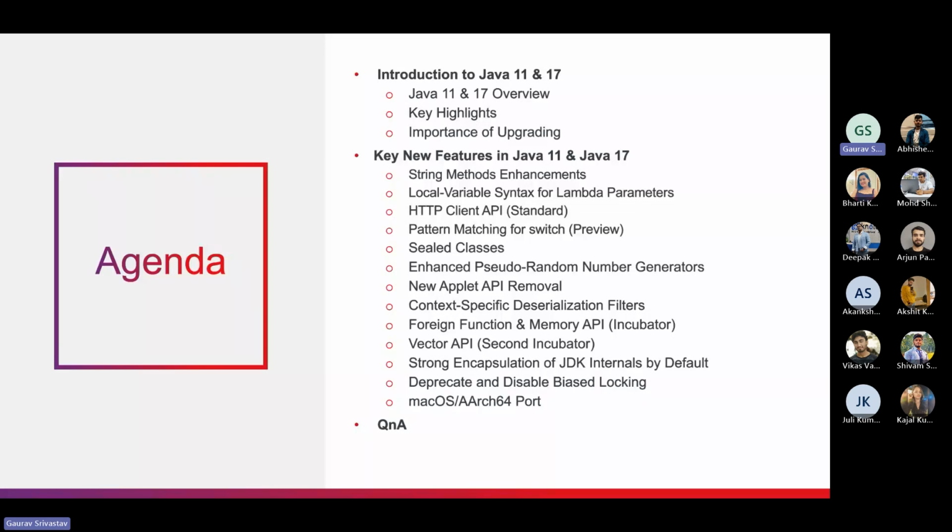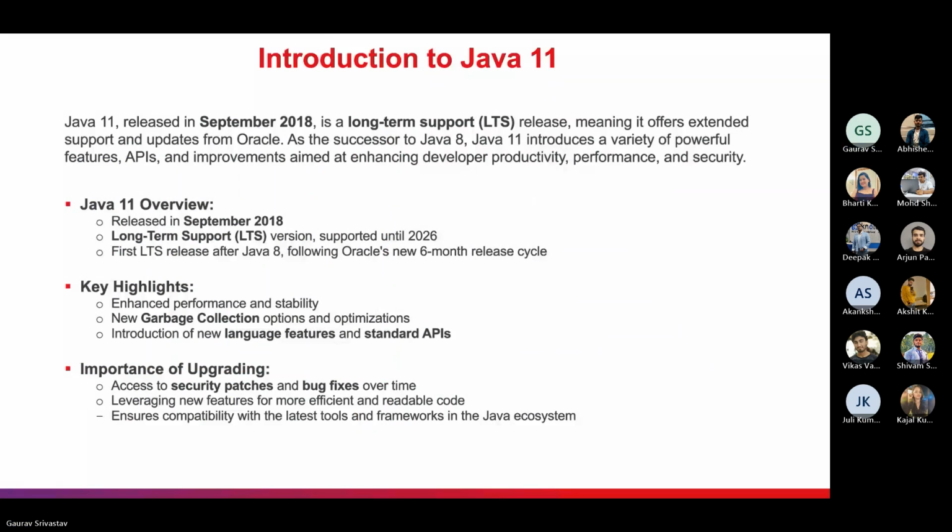Okay, so let's move on to the sessions. First we are starting with Java 11. Java 11 was released in September 2018, and it is an LTS version. Whenever we are developing any application, we are always told that we have to work on the LTS version only. What is the LTS version? I think everyone knows that LTS means long-term support.